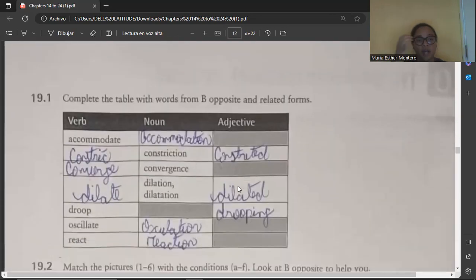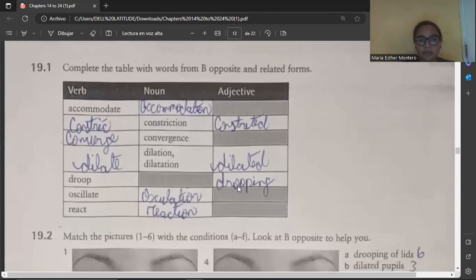Exercises. 19.1. Complete the table with words from the opposite and related forms. Verb, noun, adjective. Accommodate, accommodation. Constrict, constriction, constricted. Converge, convergence. Delayed, dilation, dilatation, dilated. Drooping. Oscillate, oscillation. Reaction.